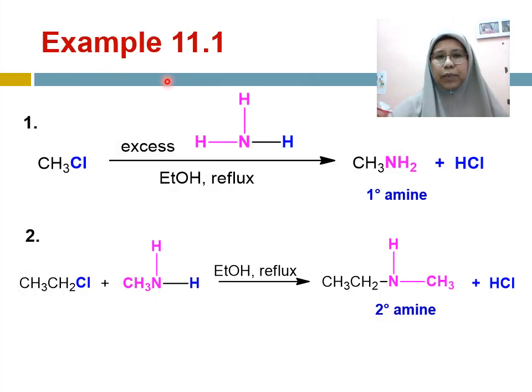Okay, let's do example 11.1. Question number 1, we have chloromethane. It reacts with excess ammonia in ethanolic condition, reflux, to form methanamine, a primary amine. Okay, second question, this is chloroethane. It reacts with methanamine, the one that we produced here, and we will form secondary amine. The secondary amine is named N-methyl ethanamine.